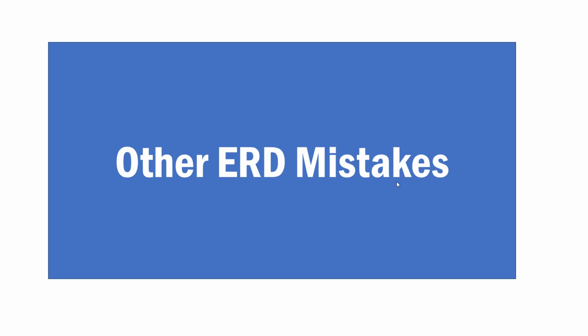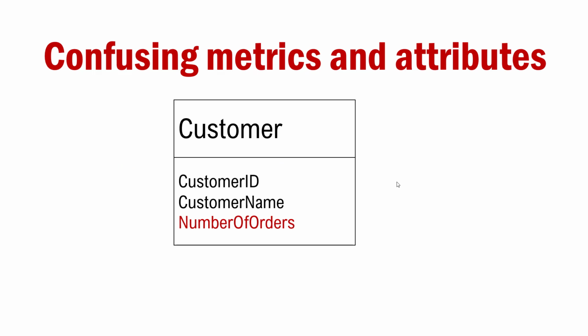Other ERD mistakes, and of course this part of the video can go on and on, but I'll just show you one more mistake, and perhaps we'll have another video later on with more examples. This mistake is confusing metrics and attributes, and again, I see it very often, and we need to really understand why this is not the right place for this type of information.